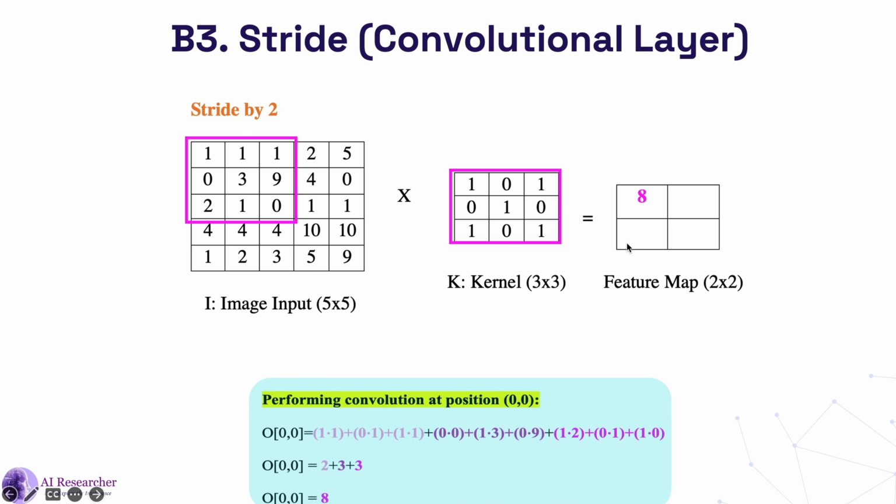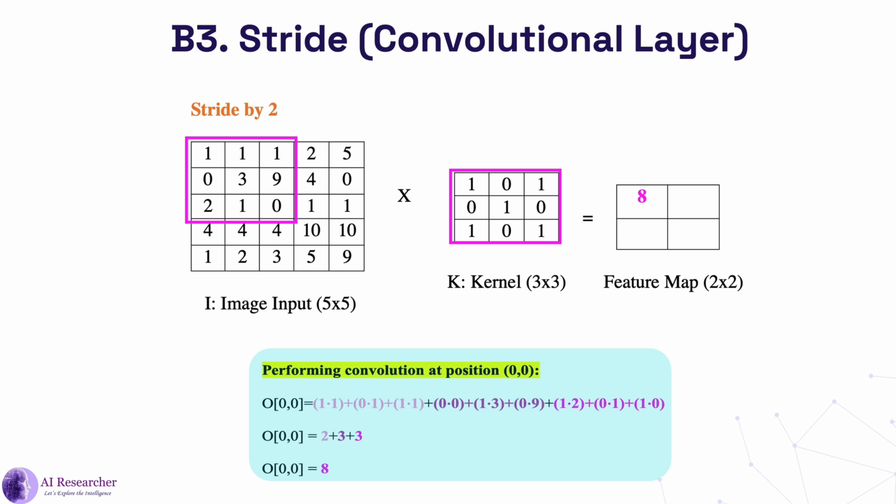Okay, and this process reduces the dimensionality of the output, and it allows the network to focus on important, or I can say higher level features, while also reducing the computational complexity.